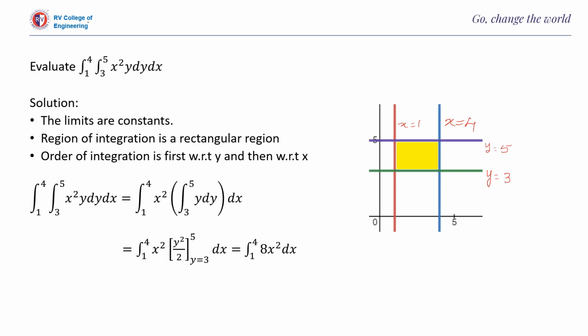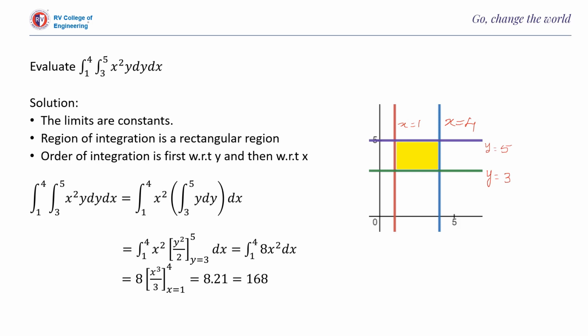So now when you substitute the upper limit, it is 5 square, 25, minus 3 square, that is 9. So 16 by 2 is 8, and hence we get integral 1 to 4 8x square dx. Now integrate x square dx. So we'll get x cube by 3 evaluated between x equal to 1 and 4. That is 8 into 4 cube is 64 minus 1 cube is 1, divided by 3, which gives 21, and the resultant is 168. So this is an example for evaluation of a double integral with constant limits.